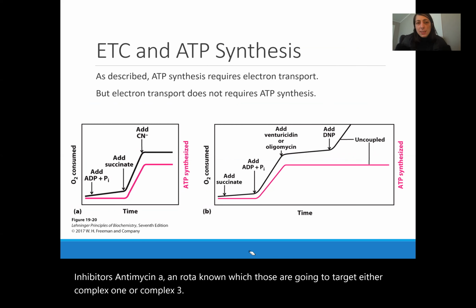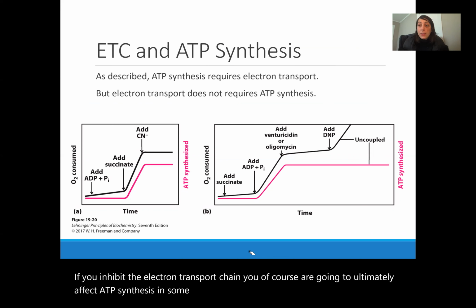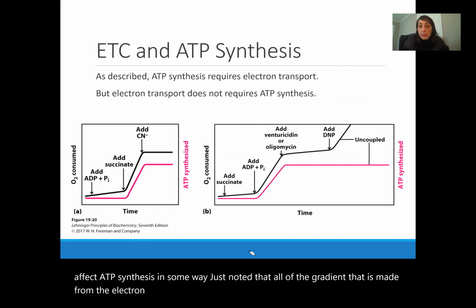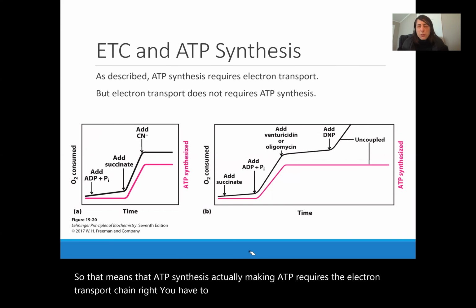Now, if you inhibit the electron transport chain, you of course are going to ultimately affect ATP synthesis in some way. Just note that all of the gradient that is made from the electron transport chain is what ultimately drives the production of ATP. So that means that ATP synthesis, actually making ATP, requires the electron transport chain, right? You have to make the gradient in order to then make ATP.